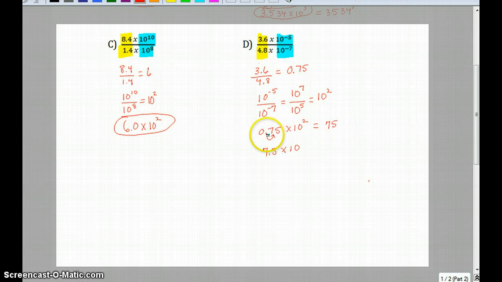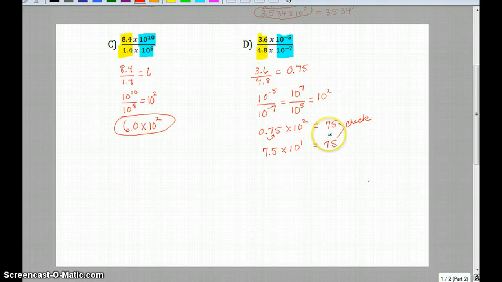Because effectively, you're moving the decimal 2 places to get 75. 10 to the second, you're moving it 2 places. So I know that if I have 7.5 and I want to get 75, I'm going to move the decimal 1 place, which means it's going to be 10 to the first. And if you don't see that, then just plug it into the calculator. 7.5 times 10 to the first is 75. If these answers are correct, this is just simply a check.